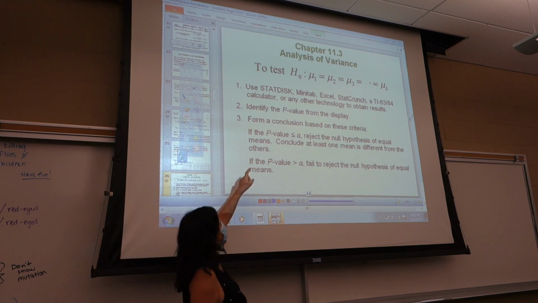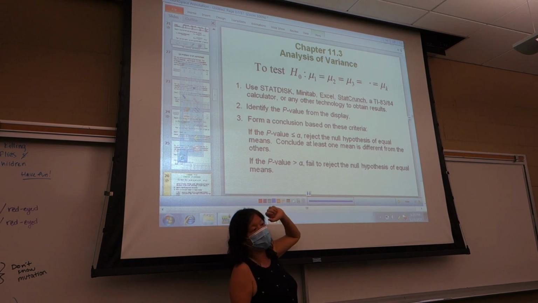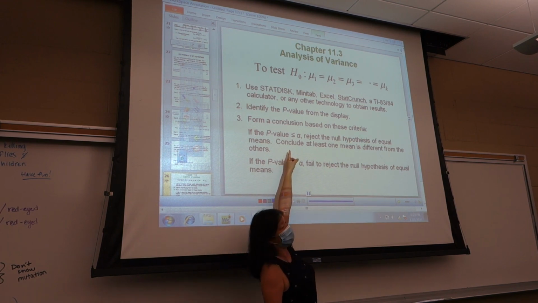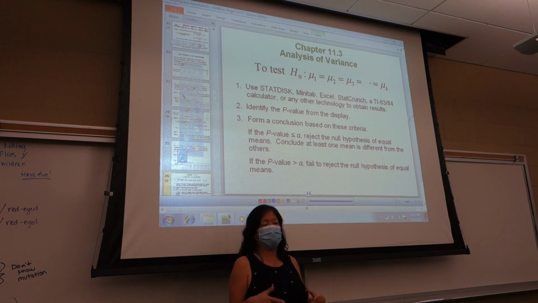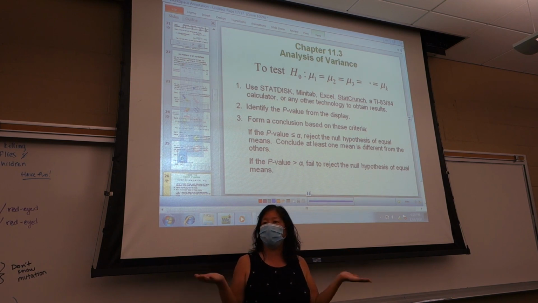All right, so we're going to get our p-value and find out if it's unusual. If it's less than or equal to alpha, we're going to reject H naught. If your p-value is more than alpha, then H naught's probably fine. It's not unusual. You did not get an unusual result.